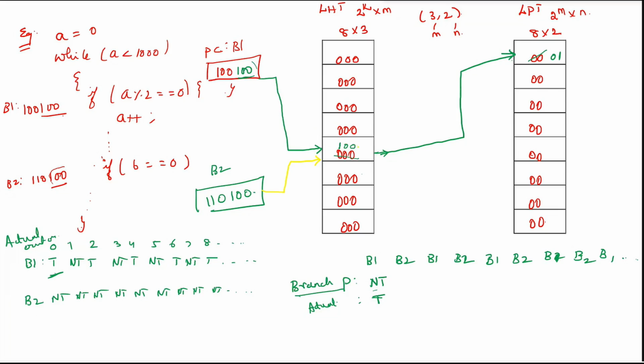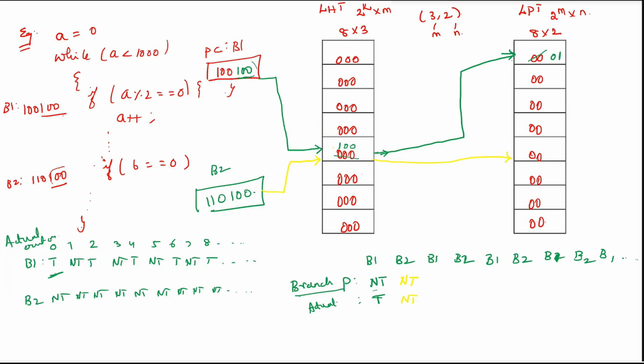100. Since it is 100, where does it go? It goes to this state. What is there? It is 0. Since it is 0, it is not taken. But actually, what? Actually also it is not taken. Since it is in the same state, it won't get changed.